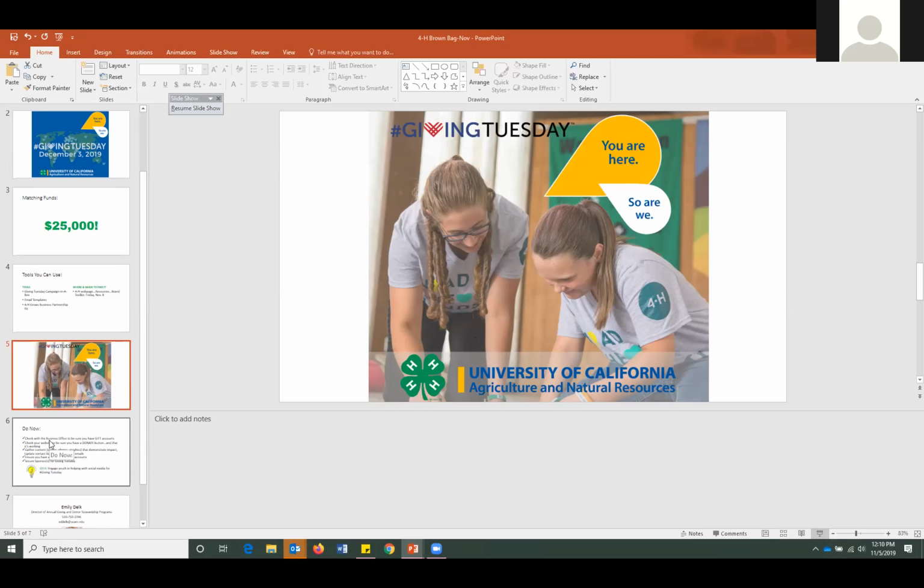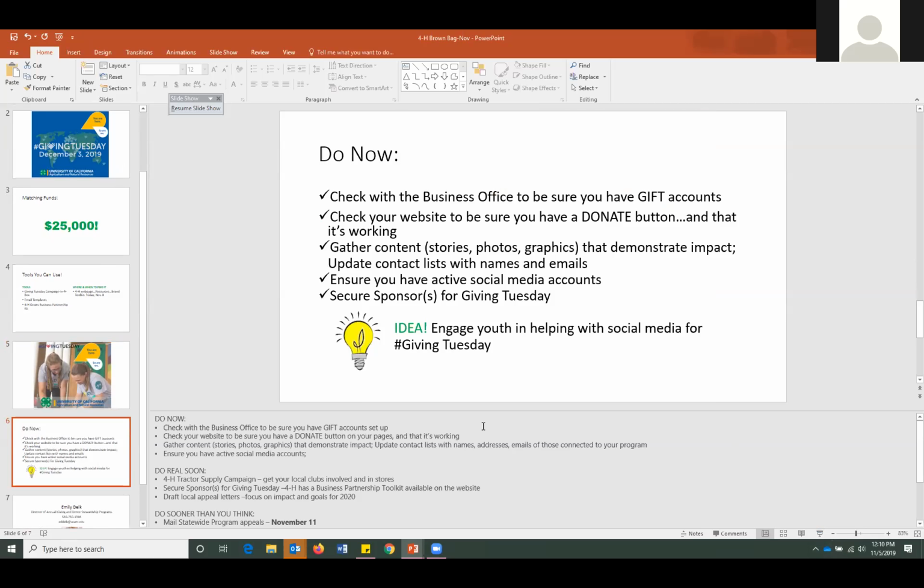In terms of a timeline and what to do next or to do now, again, this is a reminder to check with your business office to make sure that you have gift accounts set up. Check that your website has the donate button prominently displayed and that it's working, going to the give page. This is the time to gather that content, those stories, photos, and graphics that demonstrate your impact. Make sure your contact lists are updated with names and emails, and ensure that you've got active social media accounts. If you have been working with potential businesses to be sponsors for Giving Tuesday, this is a great opportunity to recognize them and to give them a lot of kudos for their support.